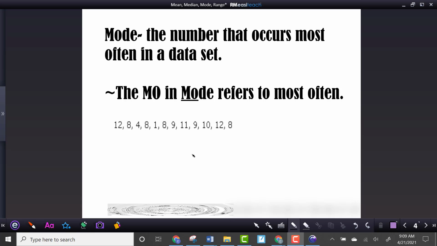Now the next term we're going to look at is the mode. And I want you to write this down. The mode is the number that occurs most often in a data set. Way to remember this, the MO in mode refers to most often.